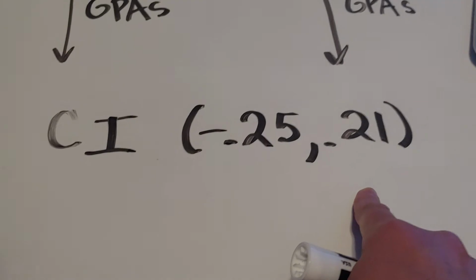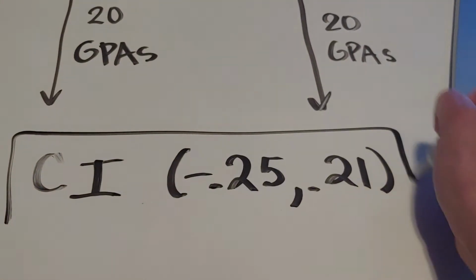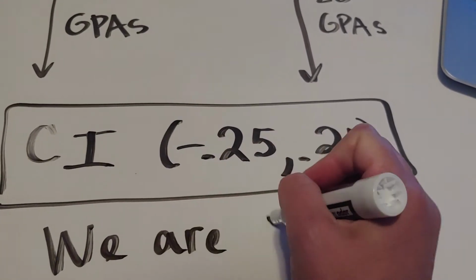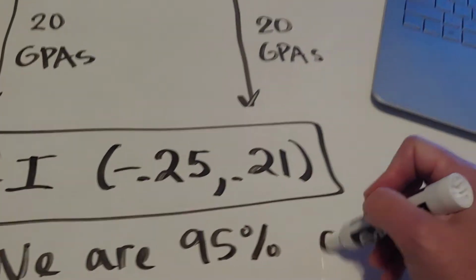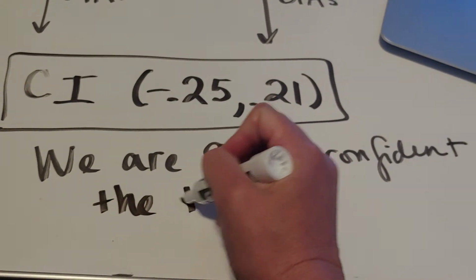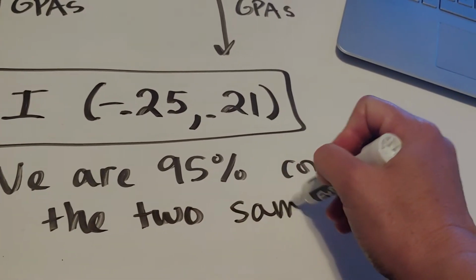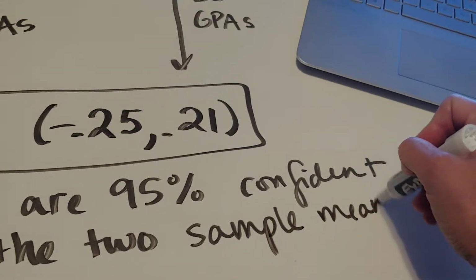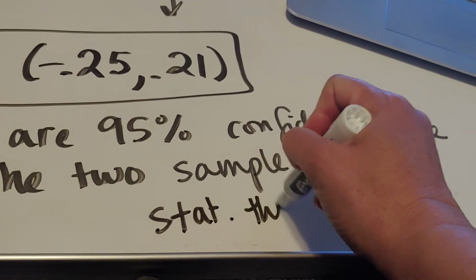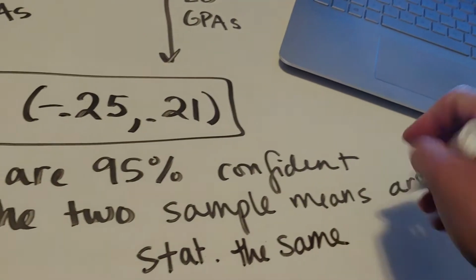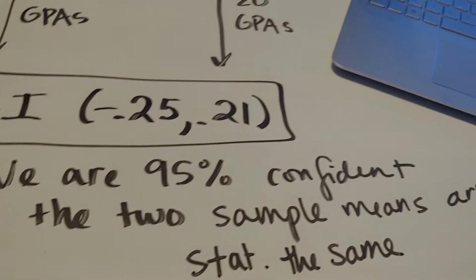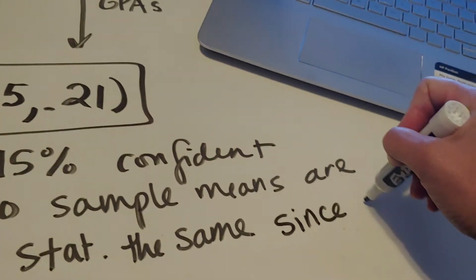So what I would want to go ahead and do here is write, so here's my confidence interval. Because I captured 0, we would say we are 95% confident the two sample means are statistically the same. And again, that's enough. However, if I asked you to explain, you'd say, since we captured 0. So why don't we go ahead and write, since we captured 0.